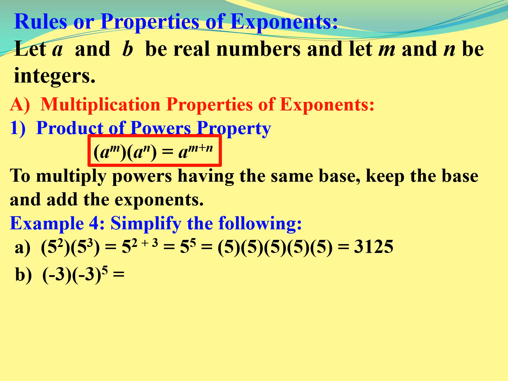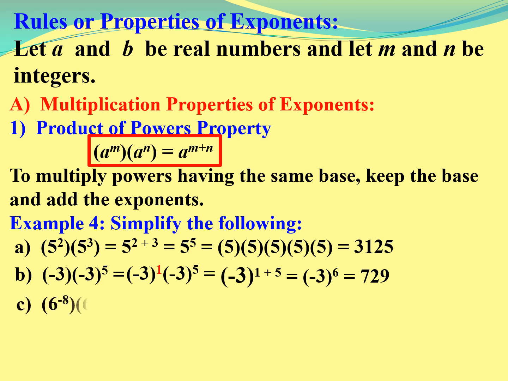Letter B, negative 3 times negative 3 to the 5 is equal to negative 3 to the 1 times negative 3 to the 5, which is then equal to, using the formula, negative 3 raised to 1 plus 5 equals negative 3 to the 6, or 729. Letter C, 6 to the negative 8 times 6 to the 12 is equal to 6 to the negative 8 plus 12, or 6 to the 4, which is 1,296.